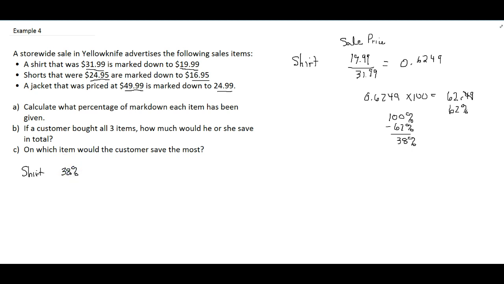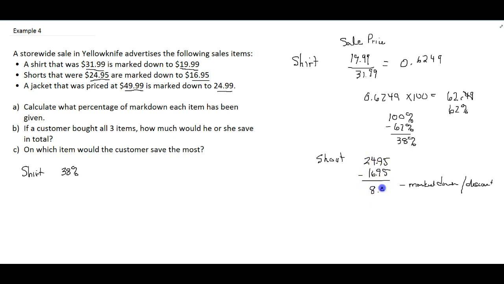That's one of the ways we could do it. The other way we could do this is we could take the price. So let's do the shorts the other way, where we take the full retail price, we subtract out the sale price, and we determine how much it was marked down. Or the discount is probably a better way to say that. How much was the discount? And we subtract that out. Pull out our calculators, $24.95, subtract $16.95, and we come up with $8.